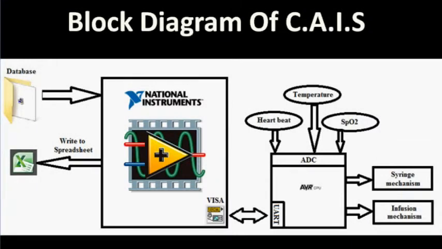Let's take a closer look at our system. CAIS is a semi-autonomous system for calculating and administering the anesthesia dosage. Most of the present-day systems are prone to human negligence, which often has fatal consequences.